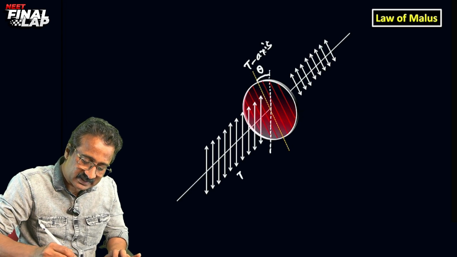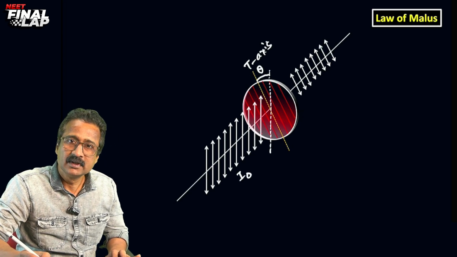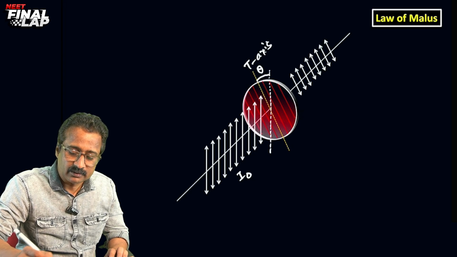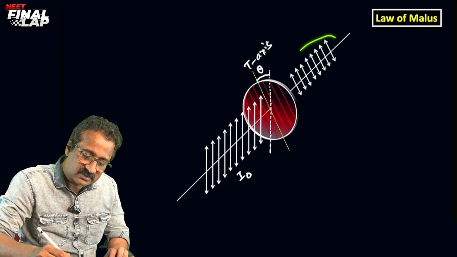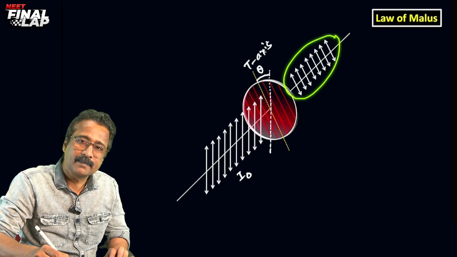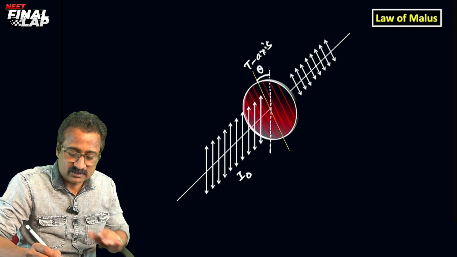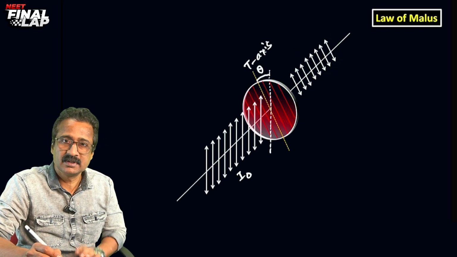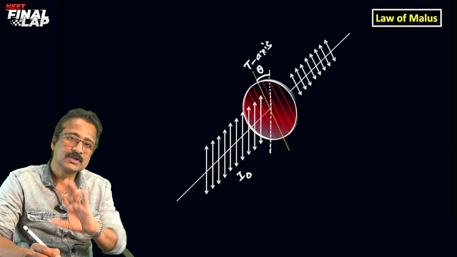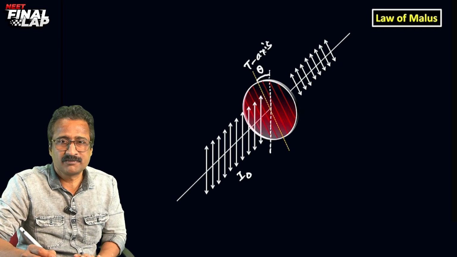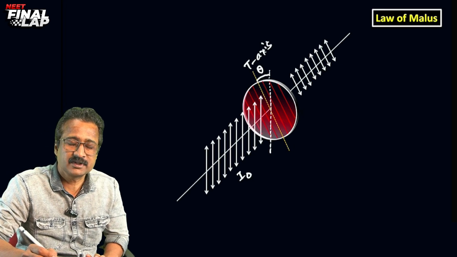Incident light, let me say it is some I0. If I0 is incident light, you can see that light is transmitted by this Polaroid, but intensity will be lesser, because vibrations are taking place in one direction. The T-axis is inclined, so certainly only a component of the electric field vectors will be transmitted through it.